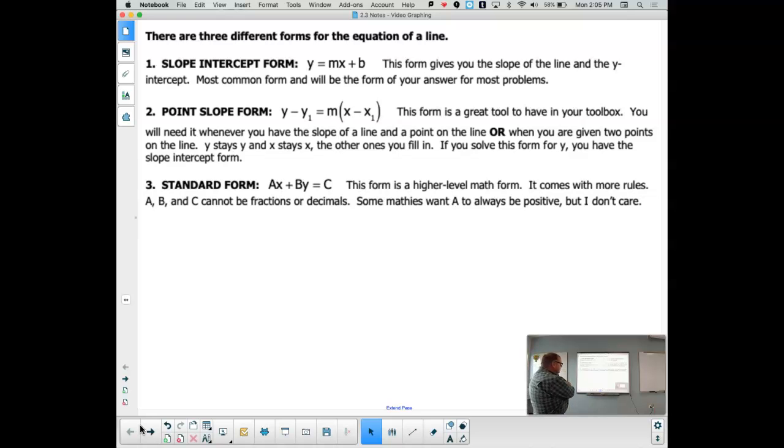And the third form is a higher level mathematics form. It's standard form, ax plus by equals c. If you'll notice, x and y are on the same side of the equal sign, and that's fine. But the other rule is that a, b, and c have to be integers, no fractions or decimals. Some mathematical type people require that A be positive, but honestly, I'm either way. I don't care if A is positive or negative.